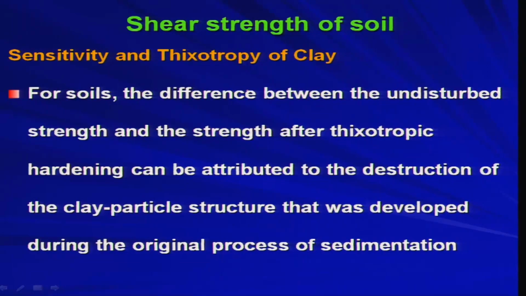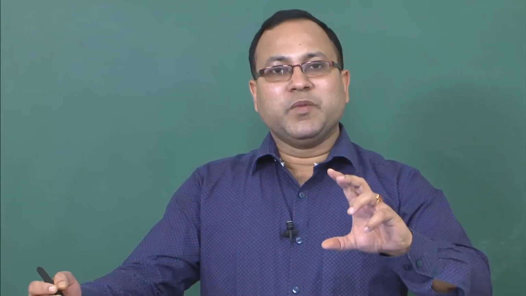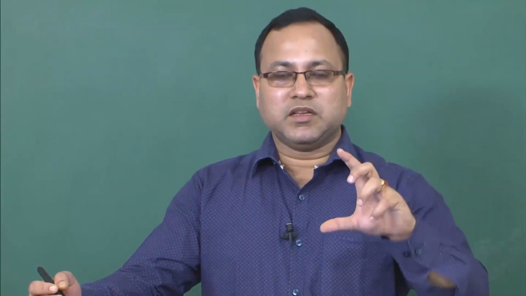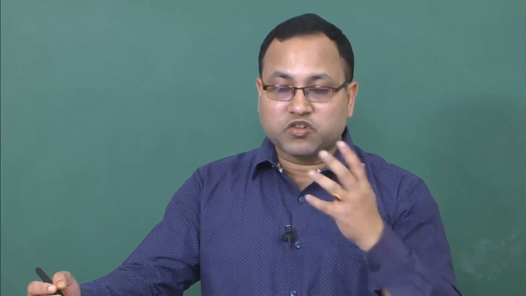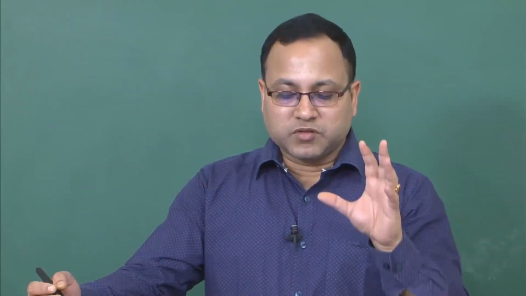Now, for soils, the difference between the undisturbed strength and the strength after thixotropic hardening can be attributed to the destruction of clay particle structure that was developed during the original process of sedimentation. So, what is the reason behind this partial thixotropy? You are not going back to the original position, because you are destroying the original structure of the soil. This destruction means you will not get the same regain, since you have destroyed some amount of soil structure.